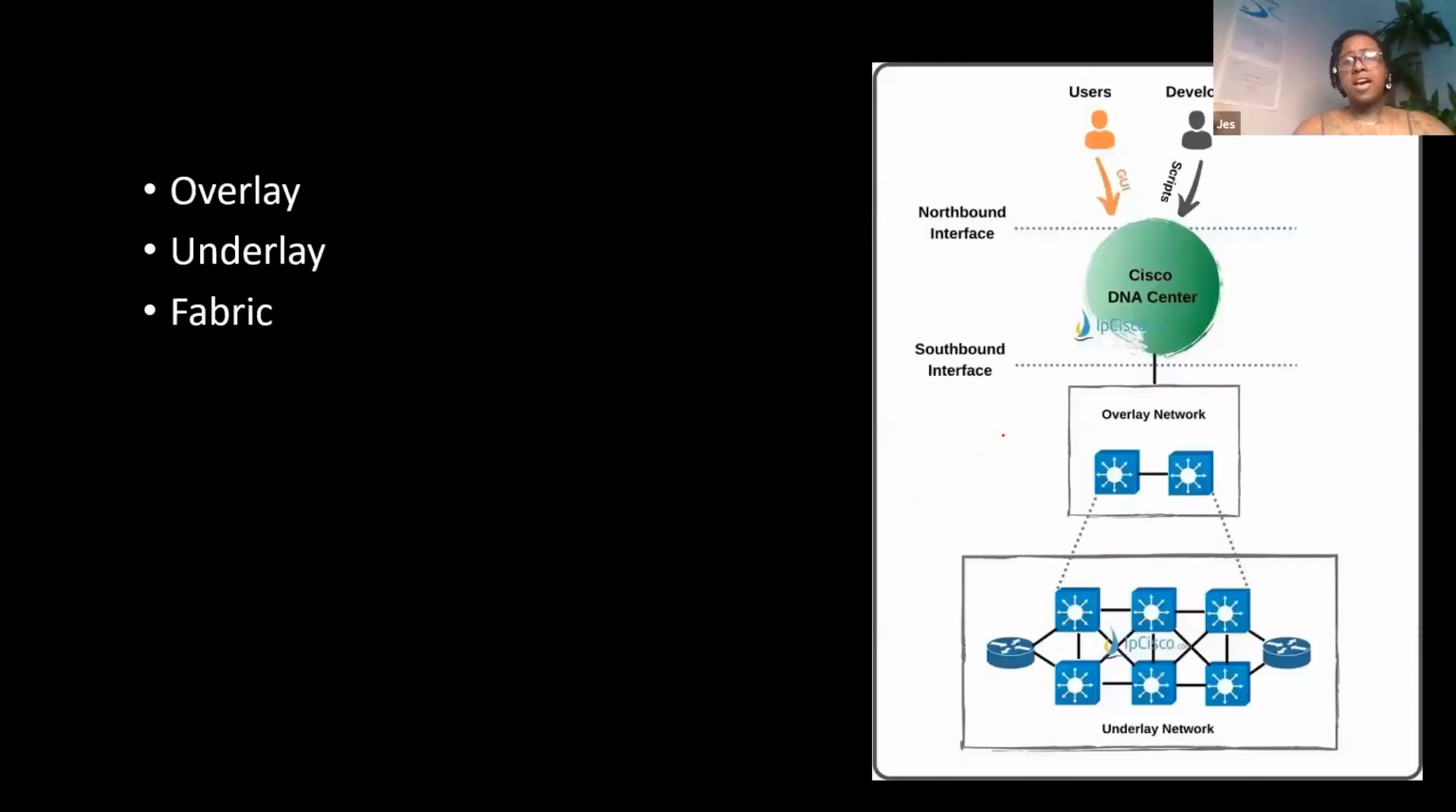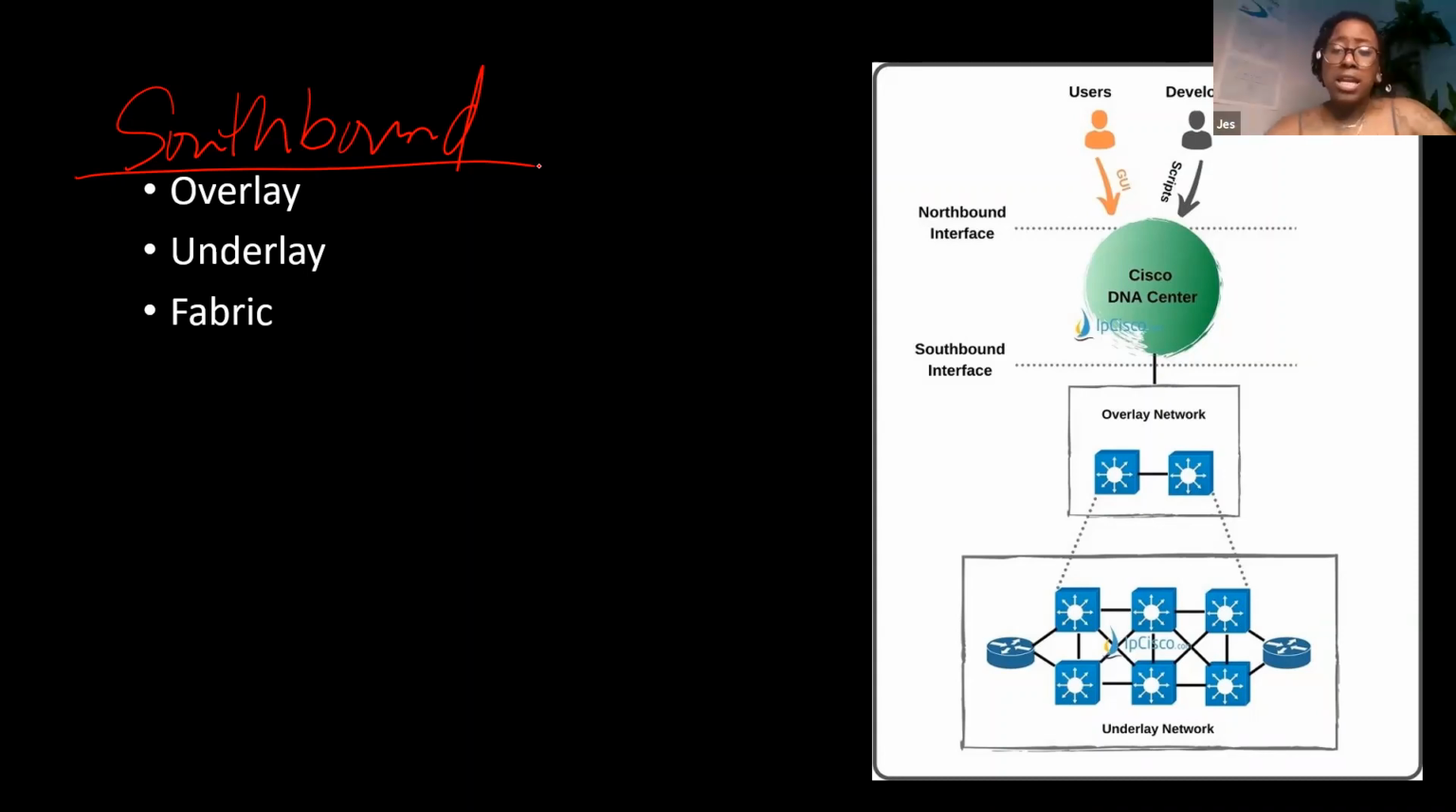So, like I said, the southbound interface has three methods, or three parts to it: overlay, underlay, and fabric, right? You will hear these terms go along with the southbound, what happens on the southbound interface. And again, this is the Cisco DNA Center. This is our controller, right? And our southbound and our northbound. So our southbound, let's talk about the overlay, right? Let's just talk real quick about the underlay, because the underlay is pretty simple.